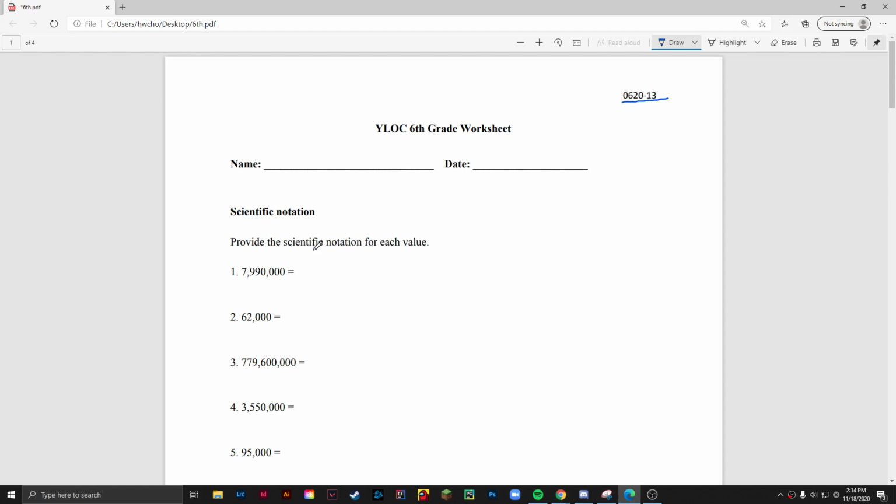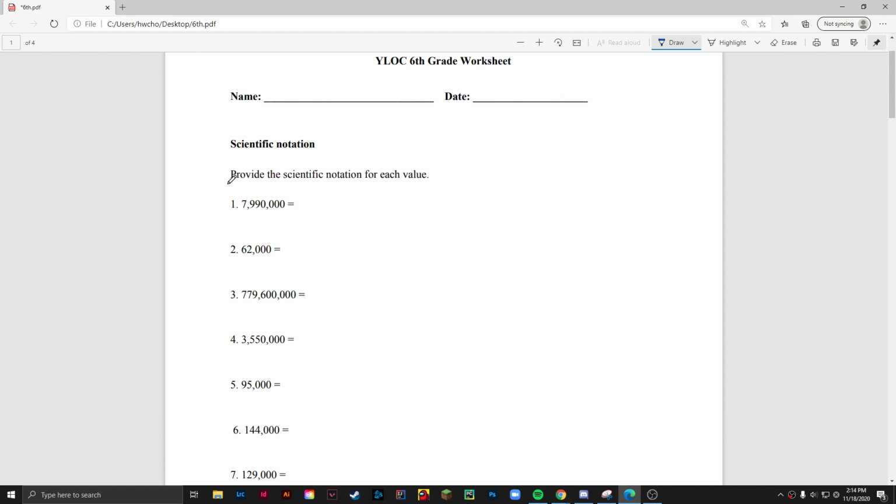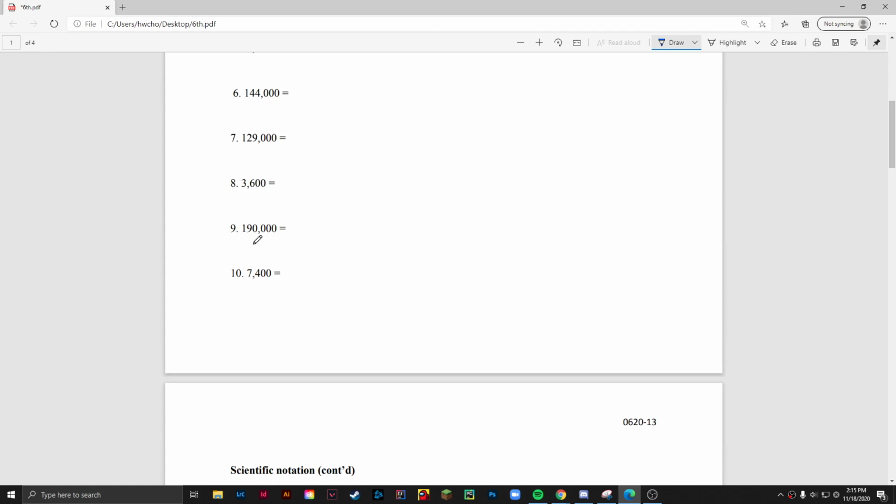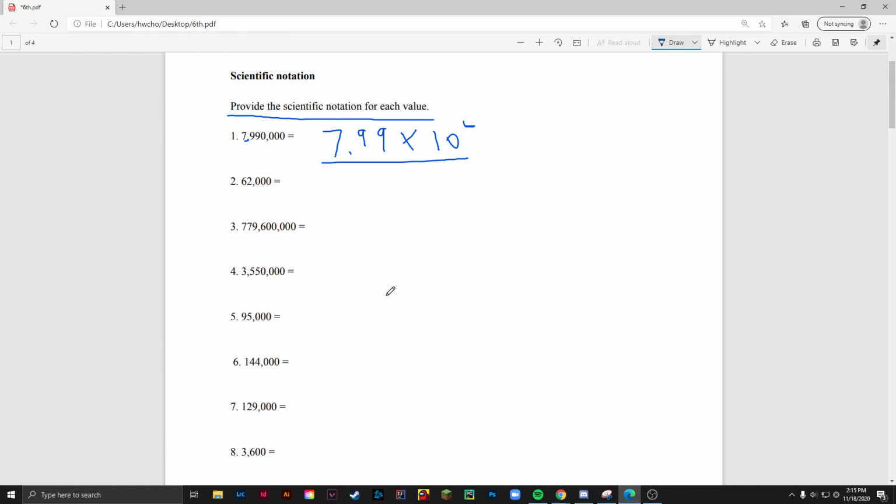So the first section is talking about scientific notation, and it says provide the scientific notation for each value. How scientific notation is written is it takes one digit in front of the decimal, puts the rest behind the decimal, and multiplies by 10 to the correct power. And that specific power in this case is going to be 6 because there's 1, 2, 3, 4, 5, 6 digits before the first decimal point, right? This is going to be the scientific notation. The rest are all in the same manner.